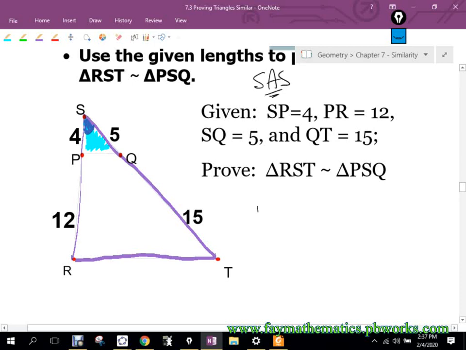Okay, I like to personally pull these triangles apart. So that's S, that's P, and that's Q. That distance would be 4, and that distance would be 5. And that's a little blue triangle. Then the purple one would be S, and then R, and T. We know this angle S here and that angle S, they are shared, they are reflexive, they're the same angle. What would S to R be? What would that length over here be?